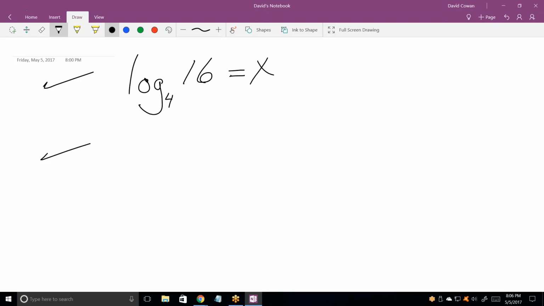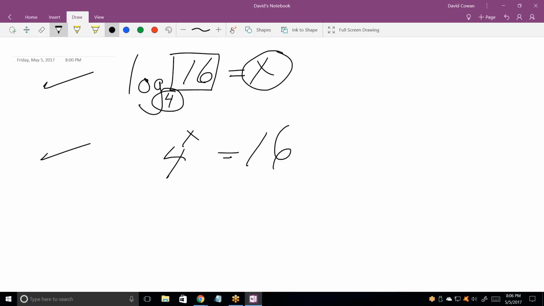So, do you subtract? Here's what I do. I'll tell you the way I memorize it. The number on the far left raised to the power on the far right equals the number in the middle. So it's 4 to the x equals 16.